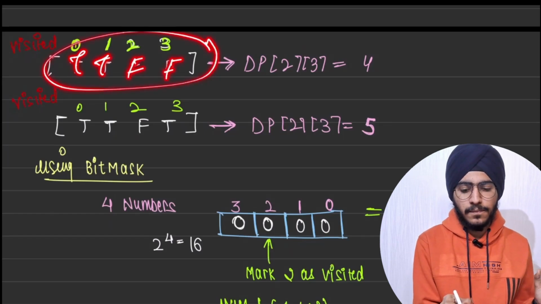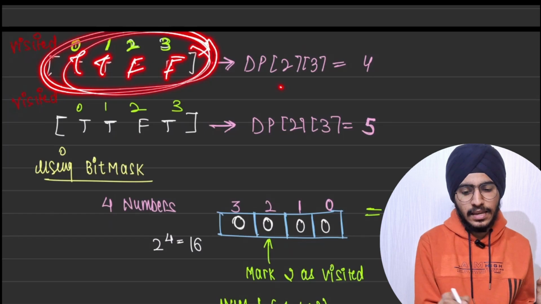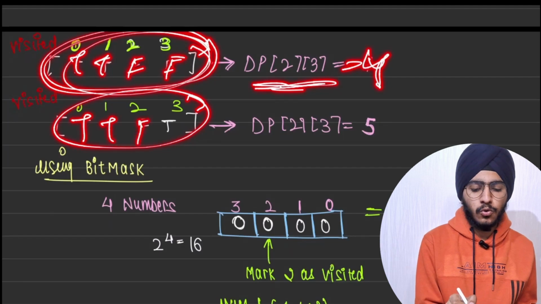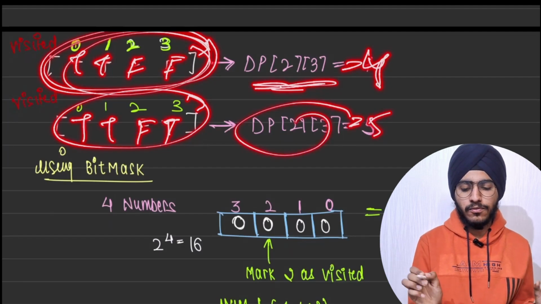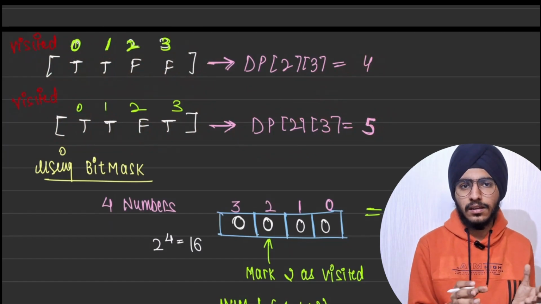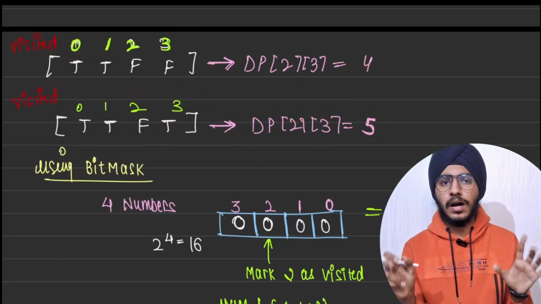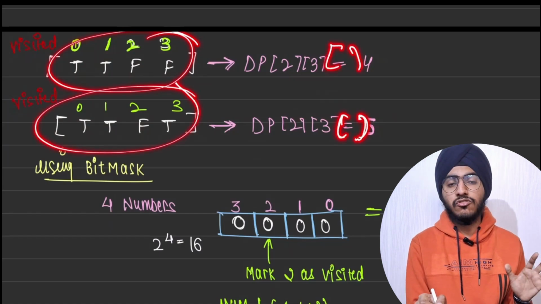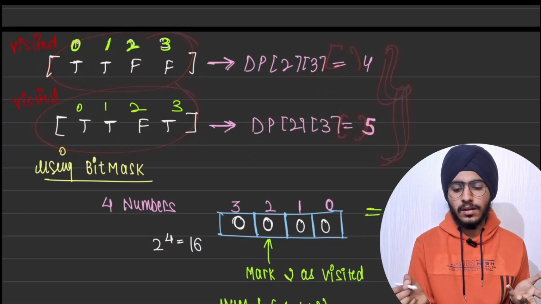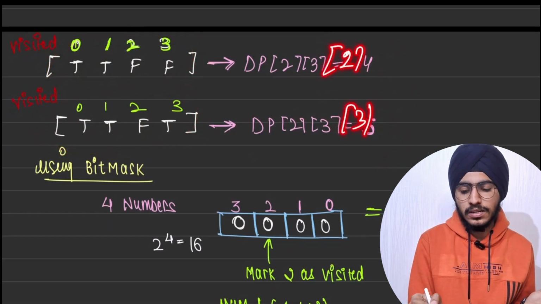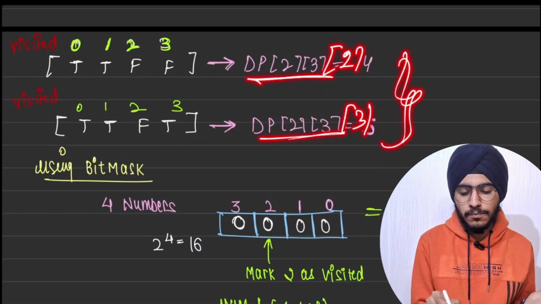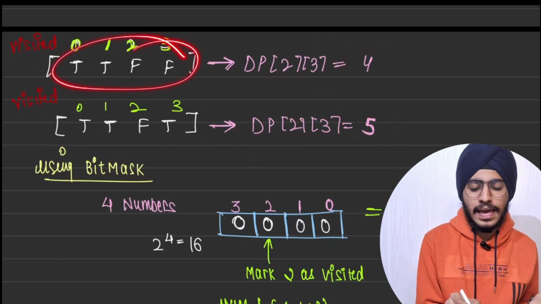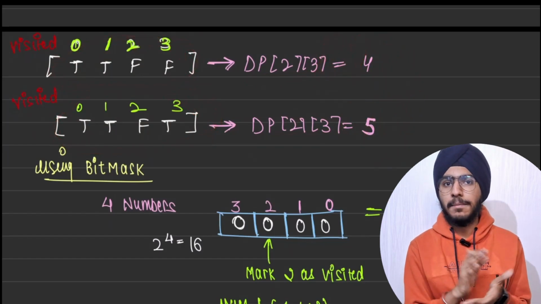Let's say this is a visited array, and in this visited array DP of 2, 3 is 4, right? And let's say for this visited array, true, true, false, true, DP of 2, 3 is 5. Why does this change? I already said what DP stores. DP stores the changing part. Since the visited array is also changing, this should also be added in the dimension, otherwise we will get a different answer, right? DP of 2, 3 can't be different. They are different because the visited array is also changing, and this should also be added in the dimension.